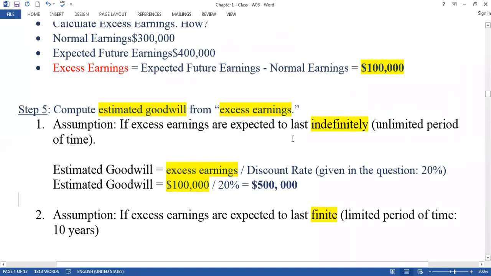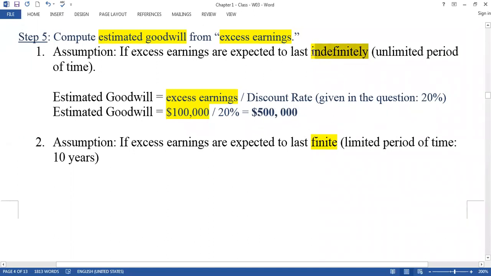Then you find another word. Maybe this word is not available. Indefinite period of time is not available. There is a limited period of time. That means 10 years. That means you are expecting to have this kind of excess earnings for the coming 10 years. Okay, so it is given a fixed year.